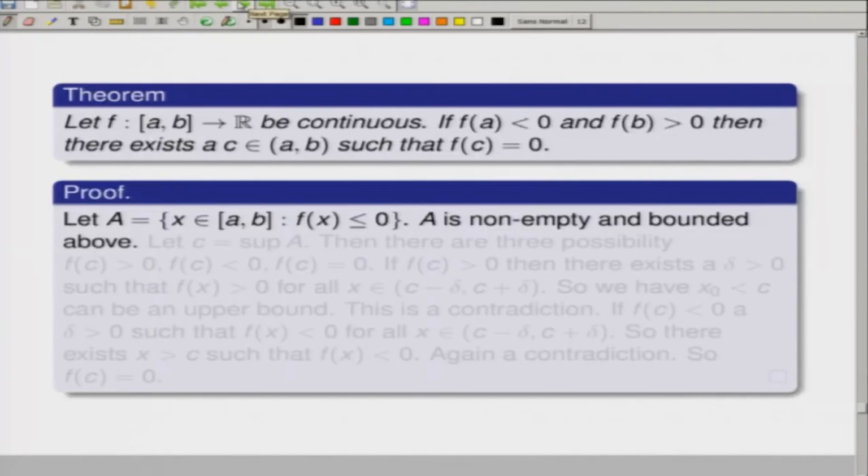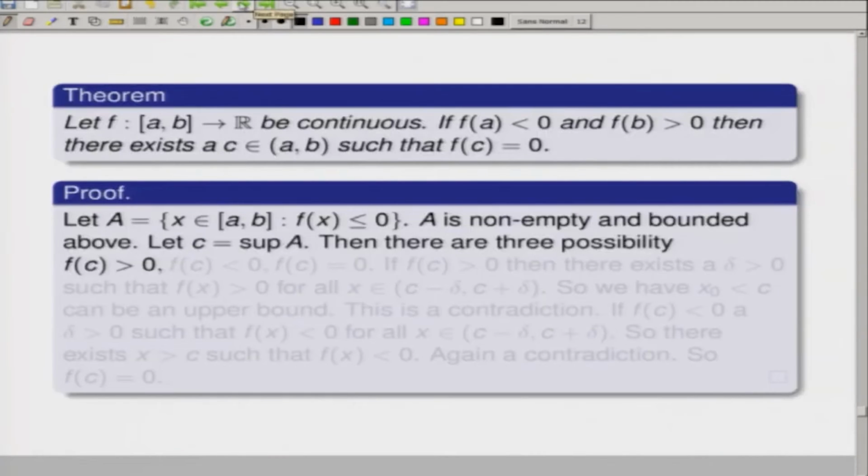So, now you take the set A, a subset of the closed interval [a, b], such that f(x) is less than or equal to 0. Now, you can see that small a belongs to A because f(a) is strictly less than 0, therefore A is non-empty. Now, this A is contained in the closed interval [a, b], therefore it is bounded. So, the least upper bound will exist; call that least upper bound C.